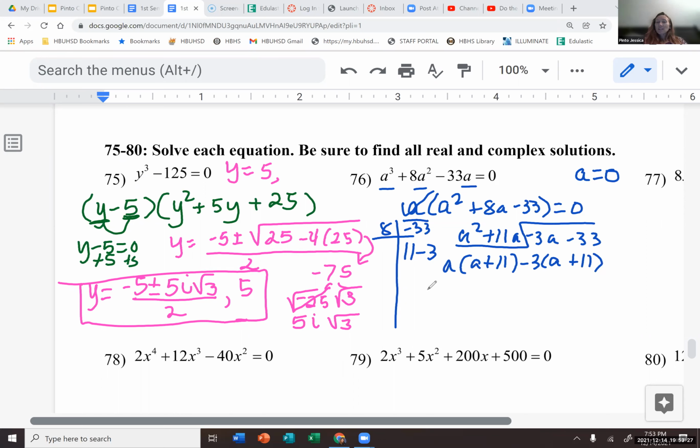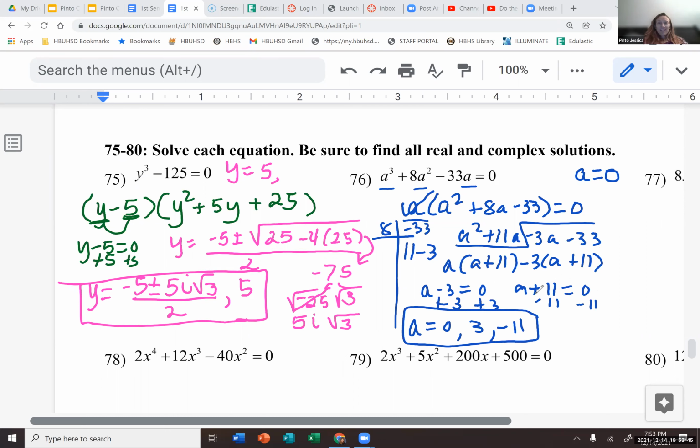Setting each of these to 0, A minus 3 equals 0, A plus 11 is equal to 0. I get my other 2 answers. A is equal to 0, 3, and negative 11. So I like the ones that have a GCF because they just go back to quadratics and I can factor them.